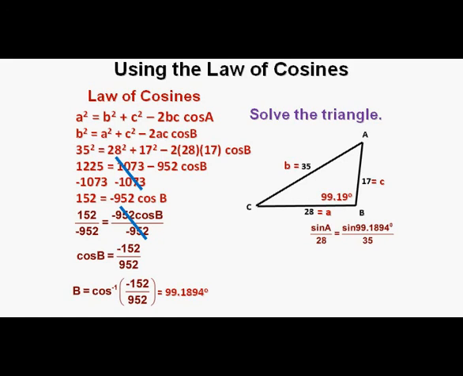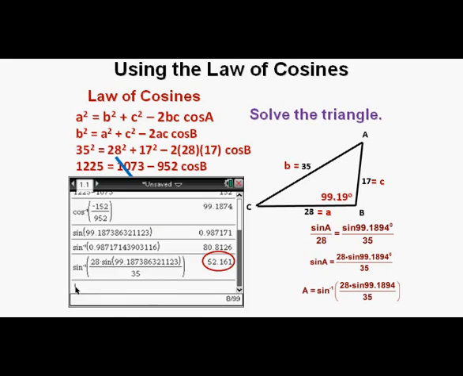The sine of angle A over 28 equals the sine of angle B, or the sine of 99.1894 degrees over 35. So the sine of angle A equals 28 times the sine of 99.1894 degrees over 35. So angle A is the inverse sine of all that. And here, entered in the calculator, the angle A is about 52.16 degrees. And we label angle A as 52.16 degrees rounded to the nearest hundredth place.